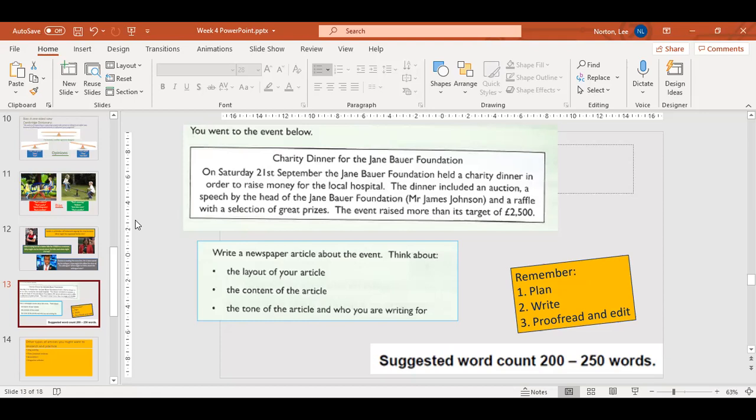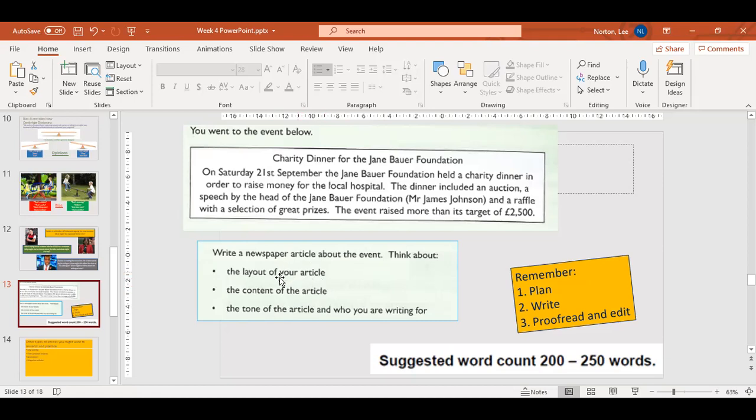It's not true. When you're writing, you should take 2 to 5 minutes to stop and think about what you want to write. You need to organize your thoughts. Think about, right, with little bullet points or a spider chart, what you want to write. And you've got these bullet points here: the layout of your article, the content of the article, the tone of the article, okay? You can use these to guide your planning.